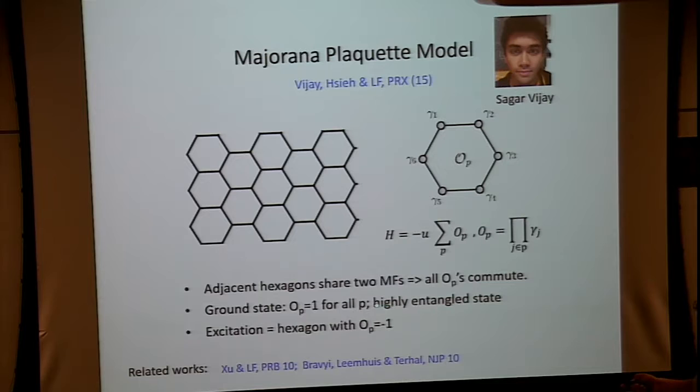However, this ground state, as you can imagine, is actually a highly entangled state of the Majorana fermions, because different hexagons share common overlapping Majorana fermions. Yes, the ground state on the torus has fourfold degeneracy, but we will come to that later. For excitations, it corresponds to certain hexagons with eigenvalue minus one. This creates an excitation that's localized on certain hexagons. So these are the ground state and these are the excited states.